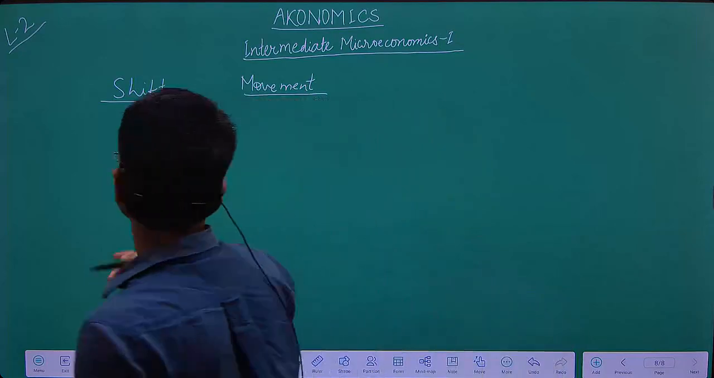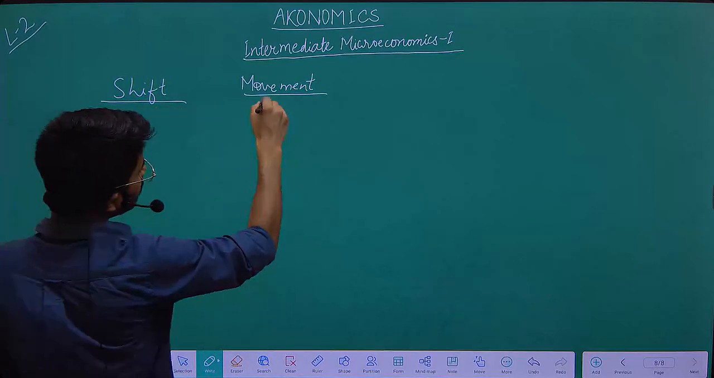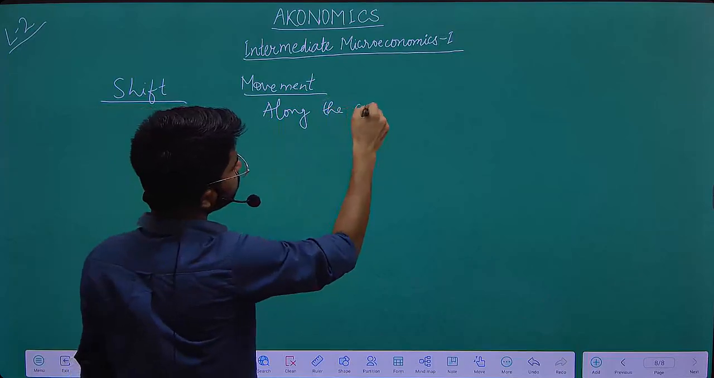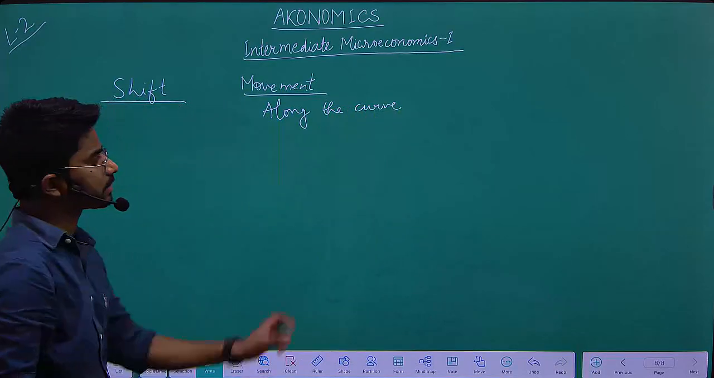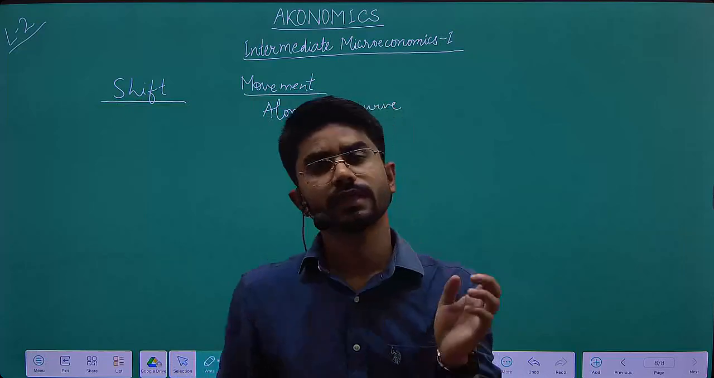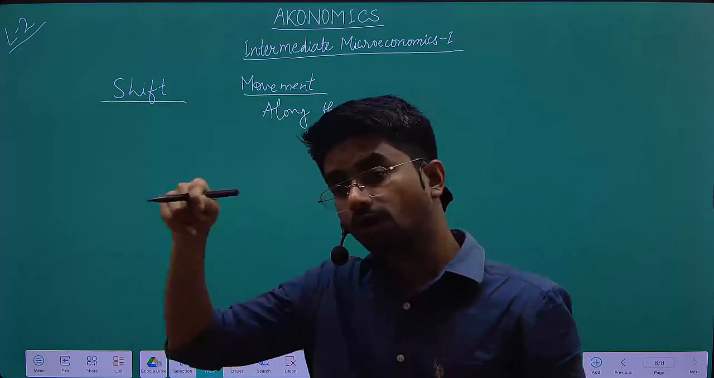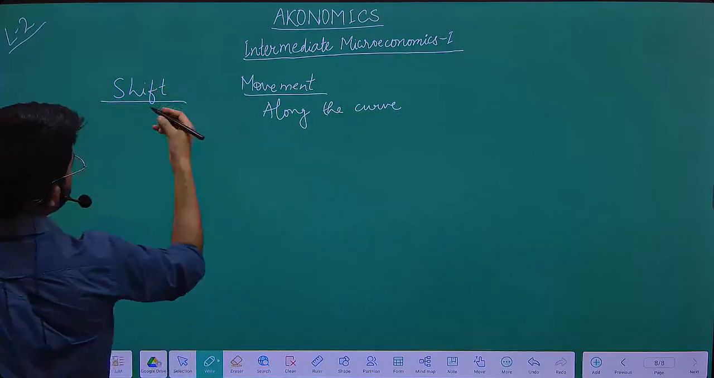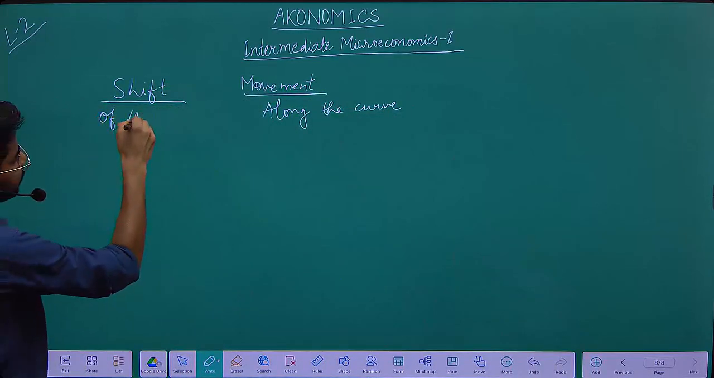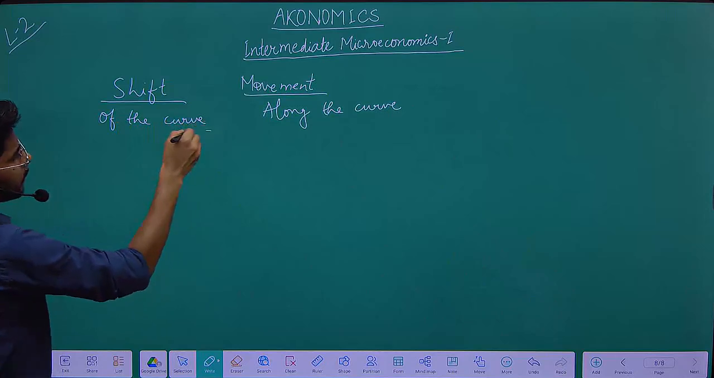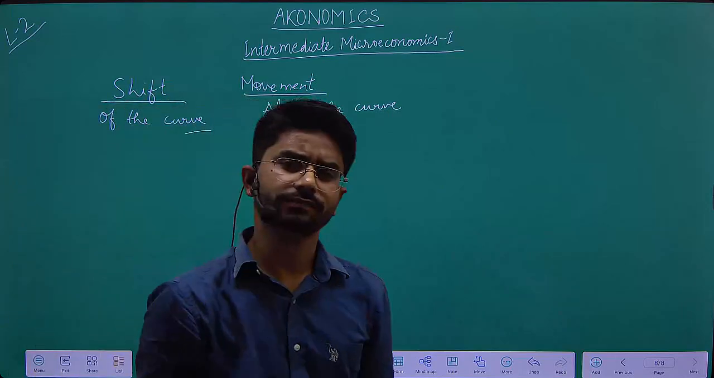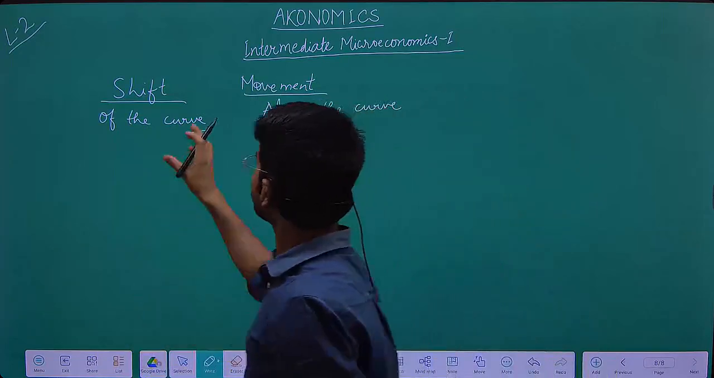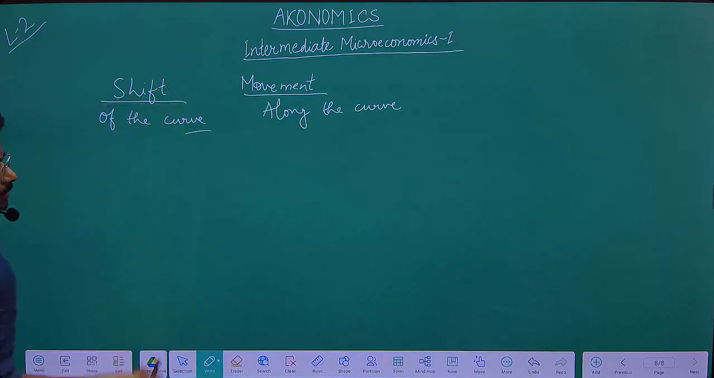So always remember, the movement occurs along the curve. That means if you are given a curve, then the movement will be on that curve, meaning along the curve. And shift is of the curve. And this curve can be a straight line as well when the function is linear, like the case of budget line.